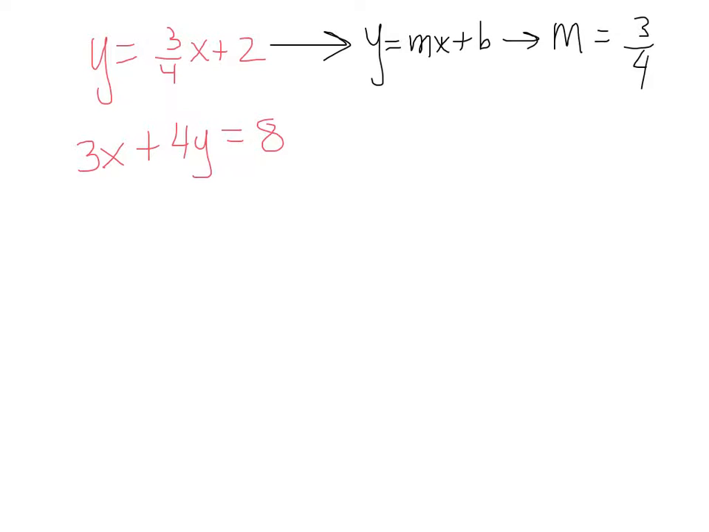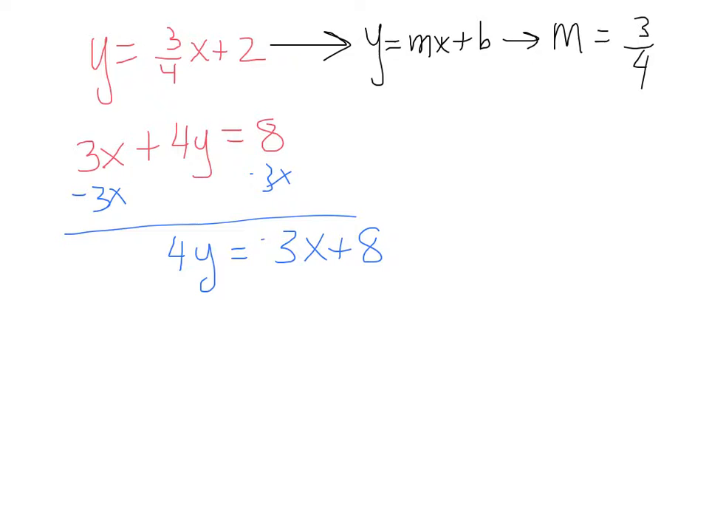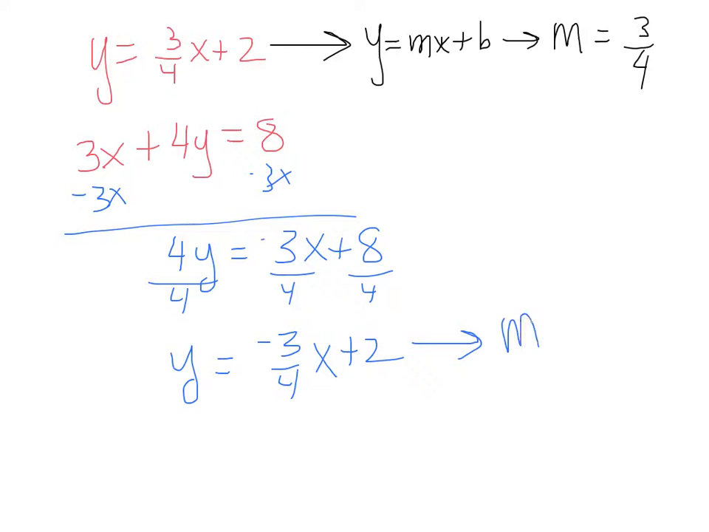What we've got to do is take this equation and get the y all by itself. So I'm going to subtract 3x on both sides. So that's 4y equals minus 3x plus 8. Divide by the 4. Make sure you do it everywhere. y equals minus 3/4 x plus 2. So for this line, now it's in y equals mx plus b, we see the slope is negative 3/4.